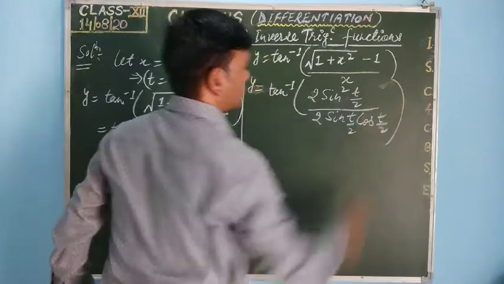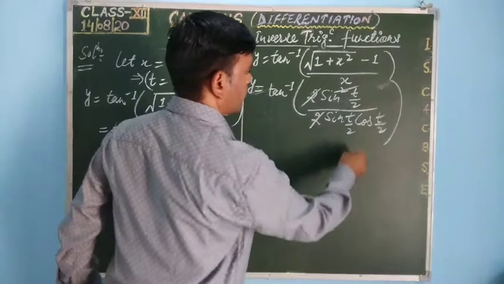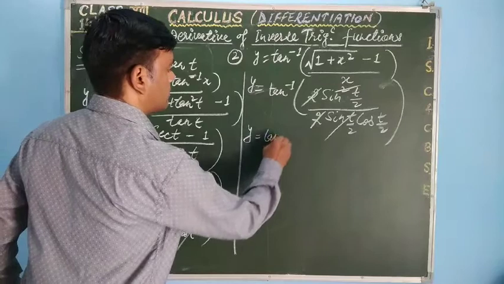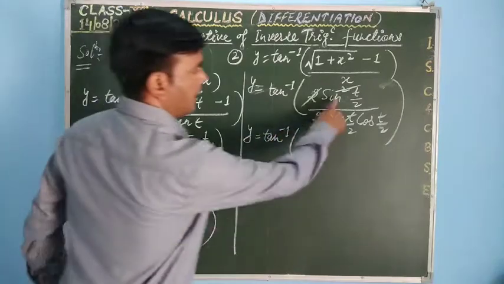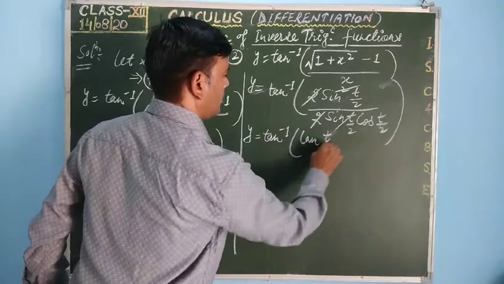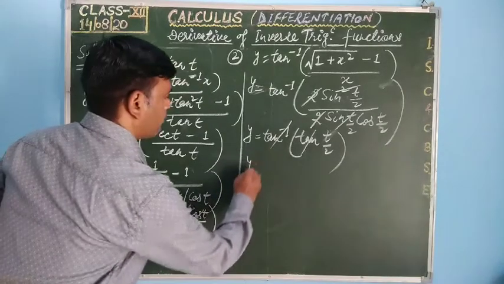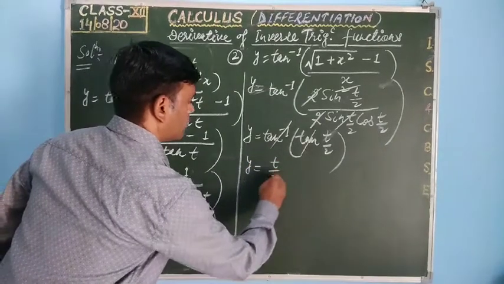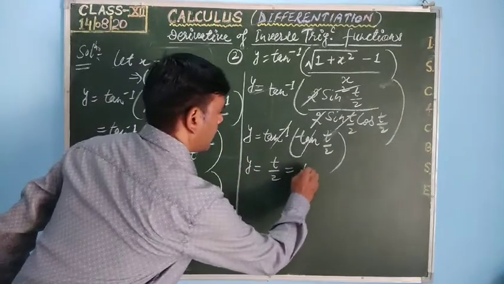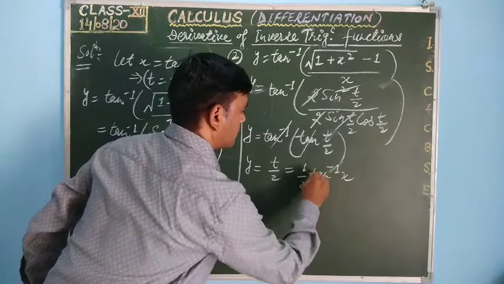In 11th class we have already discussed this. Now this 2 will be cancelled by this 2, and this square will be cancelled by this sin t, so ultimately we get tan inverse of sin t upon 2 upon cos t upon 2, which means tan t upon 2, and then the tan inverse is cancelled out. Then we get y equals t upon 2 simply, and converting t back to tan inverse x, we get half tan inverse x.